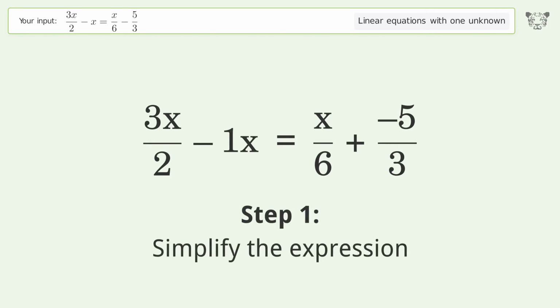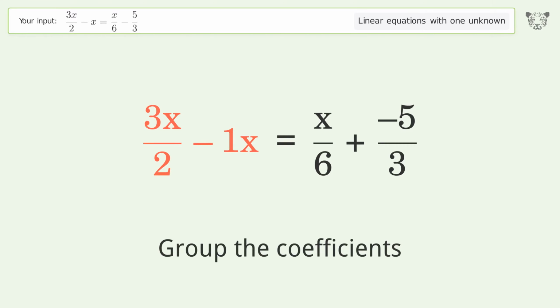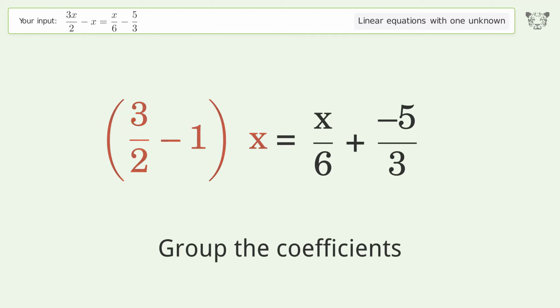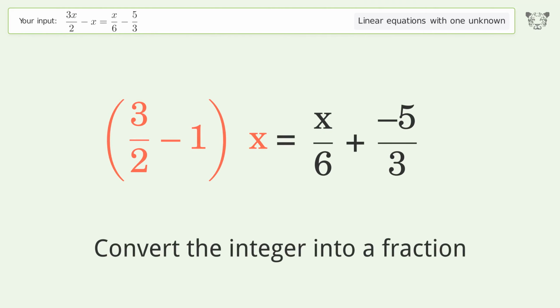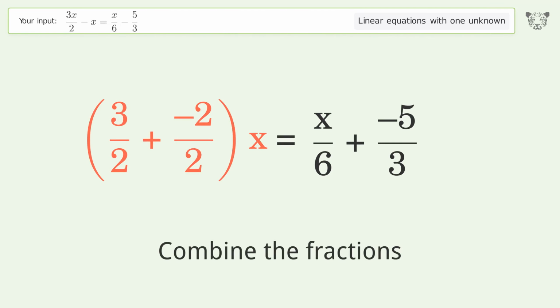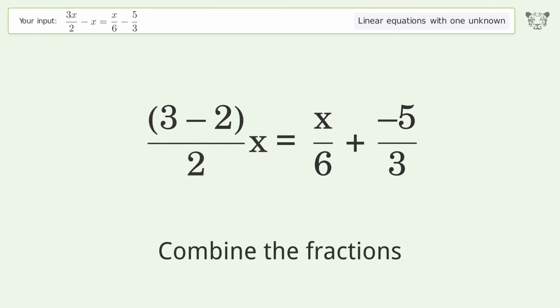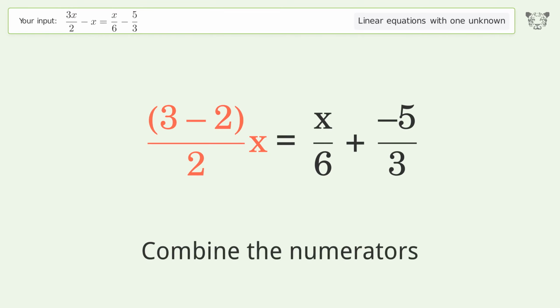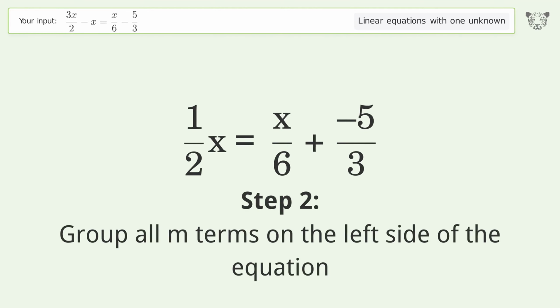Simplify the expression. Group the coefficients. Convert the integer into a fraction. Combine the fractions. Combine the numerators. Group all m terms on the left side of the equation.